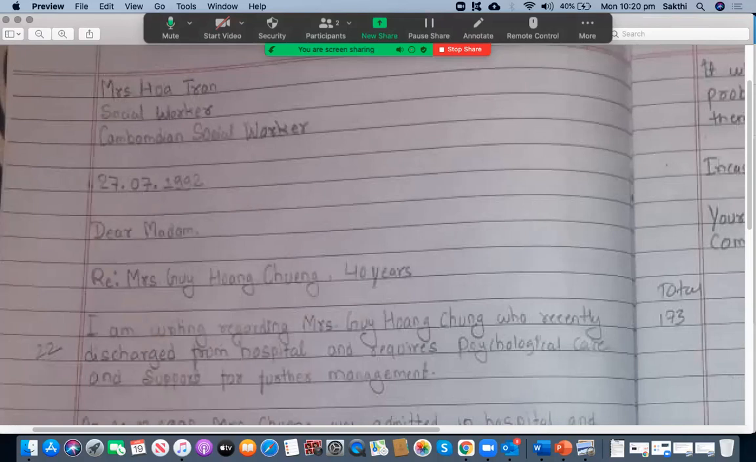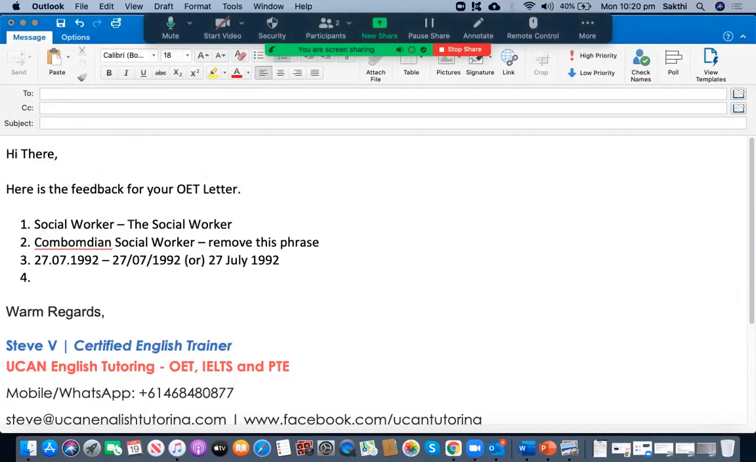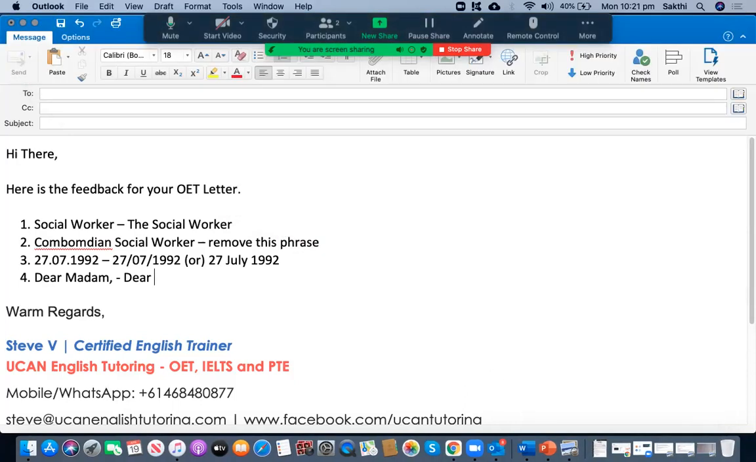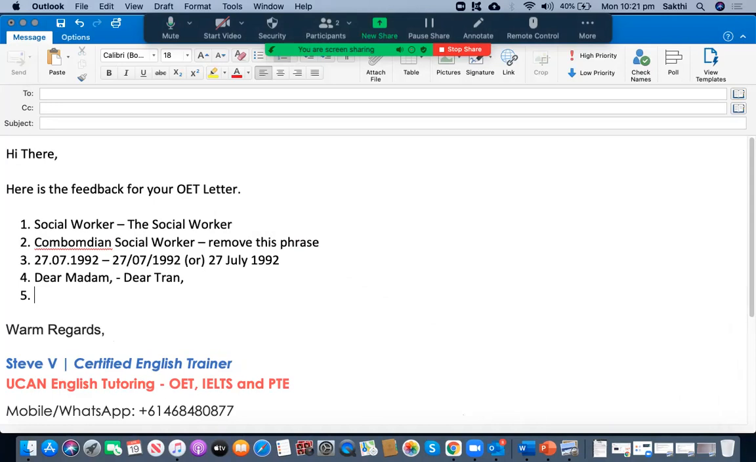All right, you have written "dear madam", okay? When you have received the addressee's full name, it's better to write the addressee's name here in the salutation instead of writing "dear madam". You should have mentioned "dear", and then what's the surname? I think it's Tran, isn't it? Dear Tran, T-R-A-N, right? And then there should be a comma, all right? Let's go to the next one.